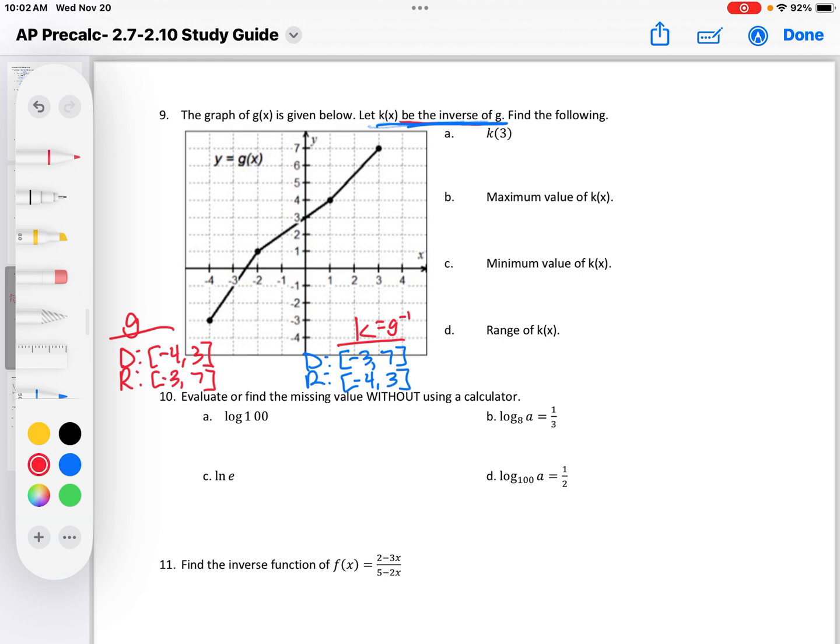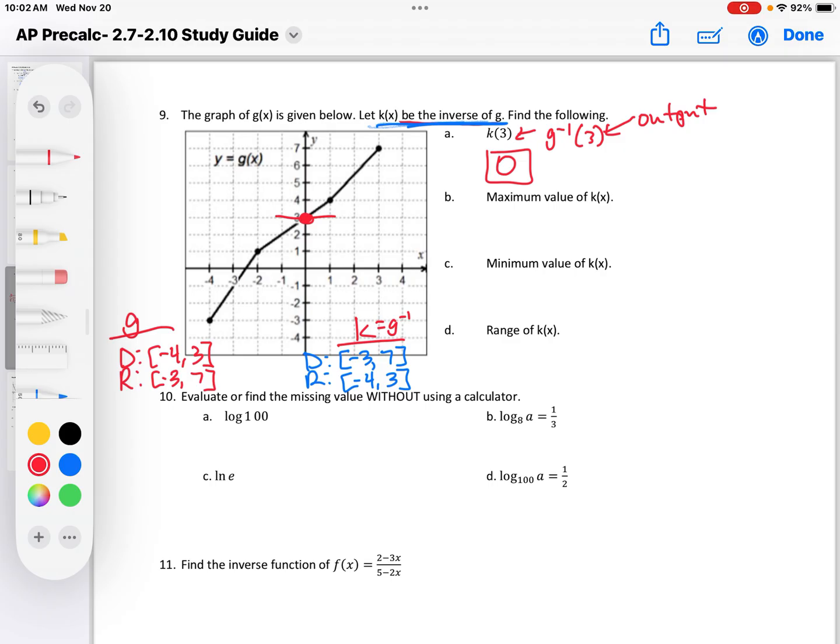All right, so now to answer some questions. So k of 3, remember that's the same as finding g inverse of 3. So 3 is your output. So we look for an output of 3, and we want to see what its input was on the g function. So that would have been 0.